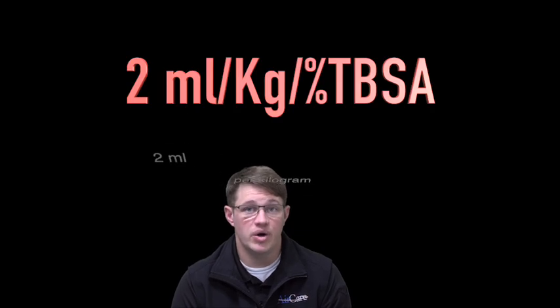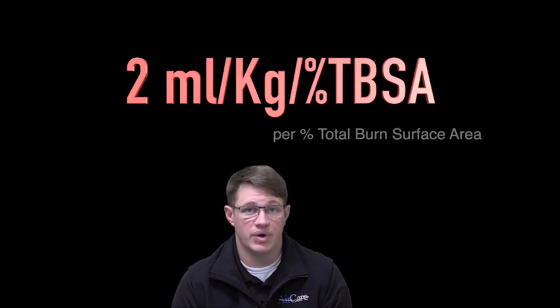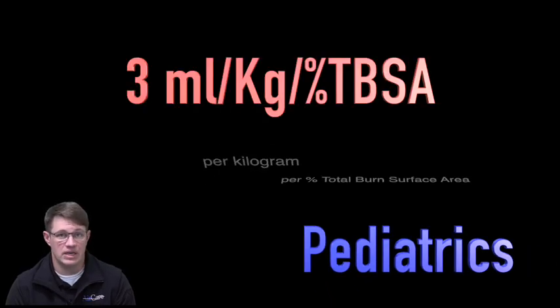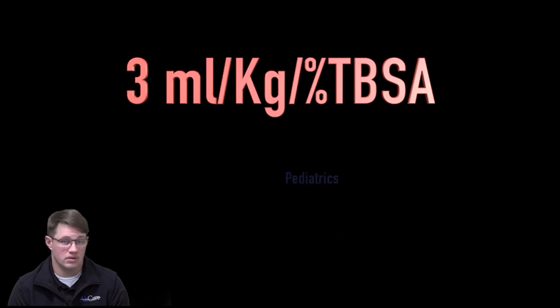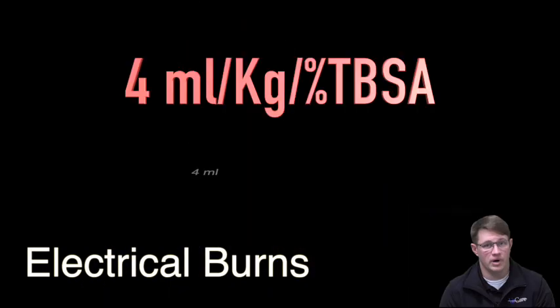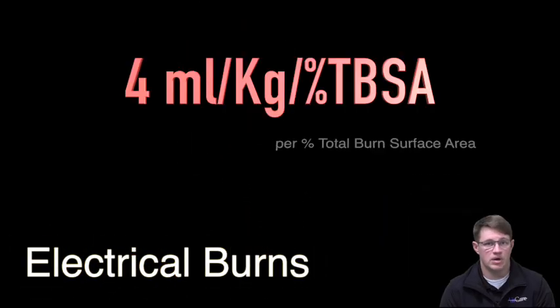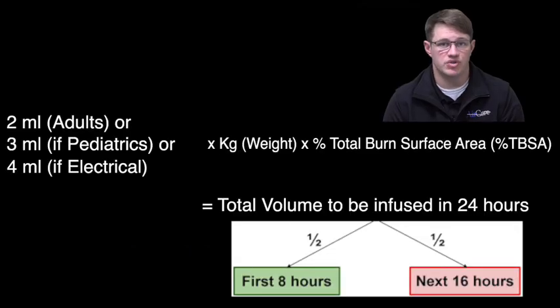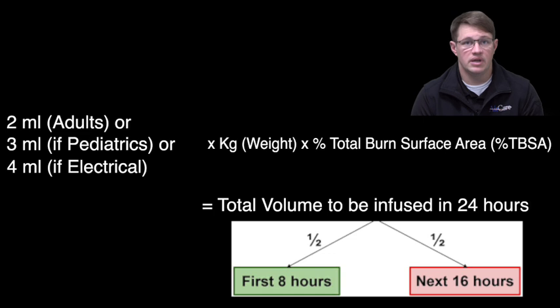For adults, we're going to do 2 mLs per kilo per total burn surface area percentage. That's estimated. For pediatrics, we're going to do 3 mLs per kilo per total burn surface area. And for electrical burns, 4 mLs per kilo per percent total burn surface area. That's going to give us our total volume over the first 24 hours. Just like a Parkland, half of that total 24-hour volume is going to go in the first 8 hours. Fixed rate, good to go.